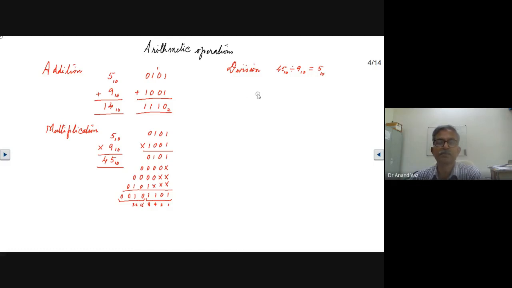We'll keep 45 here, 1, 0, 1, 1, 0, 1, 1, 1, 0, and we'll keep 9 here. 9 is 1, 0, 0, 1. Keep it here. And we'll proceed exactly the way we studied in school, but now applying it to binary systems.